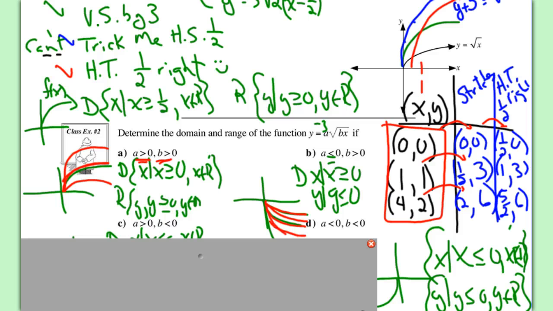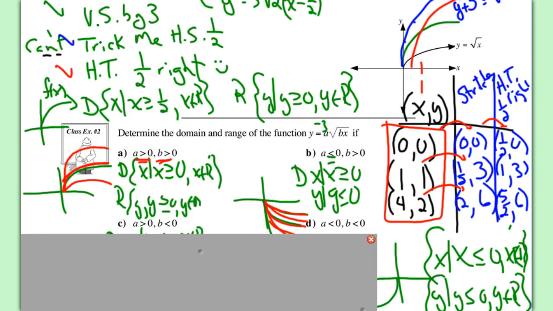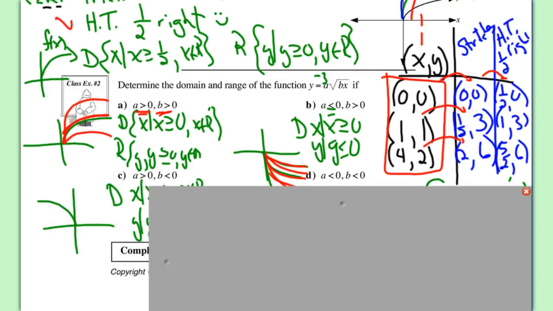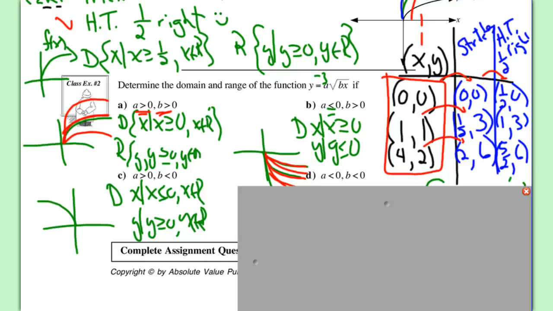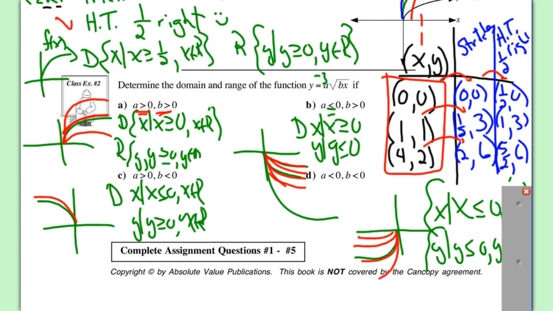If A is positive but B is negative, ponder where that particular square root function would be. Well, that particular square root function must be in quadrant 2. And if it's in quadrant 2, then that would be my domain and range. And lastly, again, a little bit higher level question: if they're both negative, then it's in quadrant 3, and it's one of these, or maybe even this. But it is clearly in that quadrant, and that would be my domain and range.